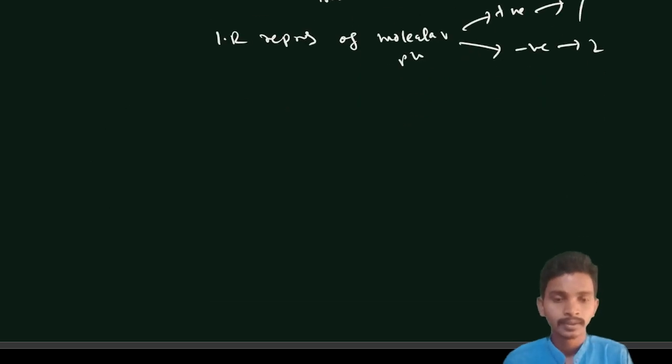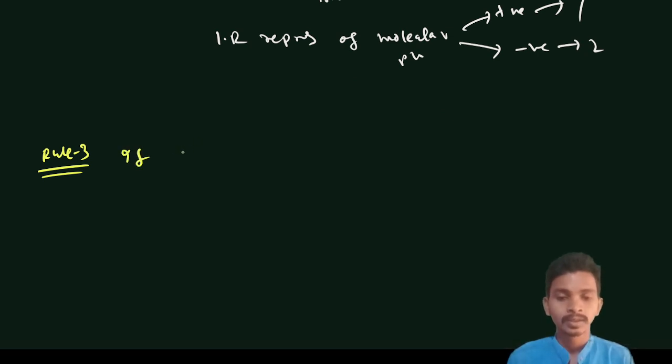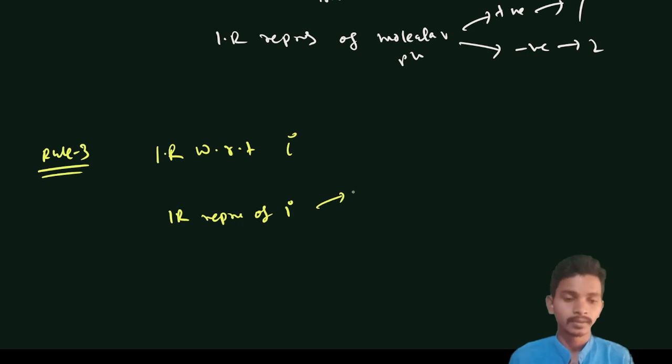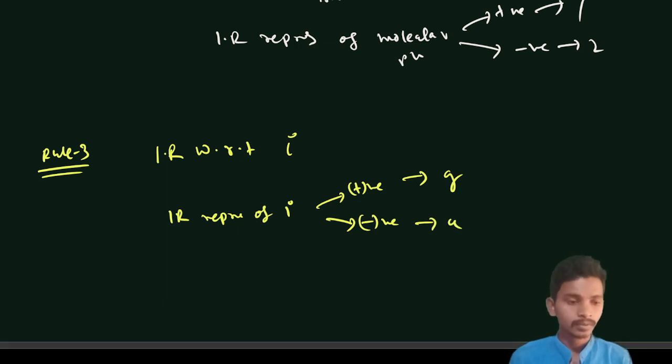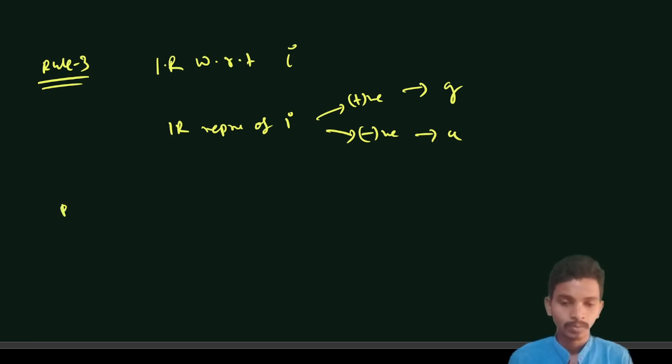And rule 3: if sigma h is present, then look at the irreducible representations with respect to I, if I is there. If the irreducible representation of I is positive, then we will write G, and if it is negative, then we will go for U.